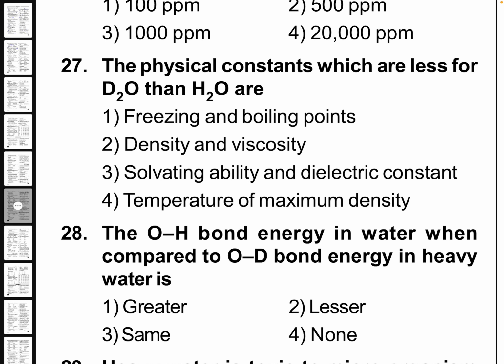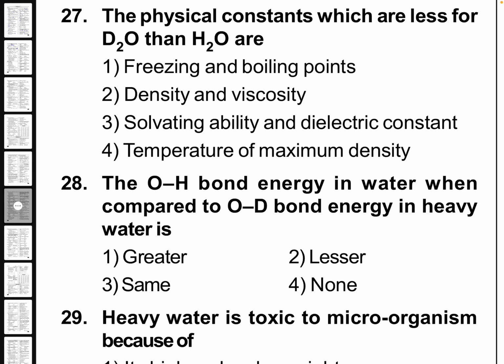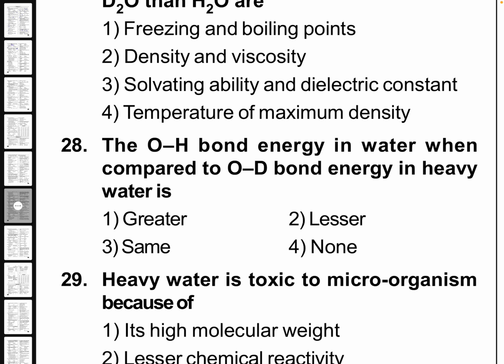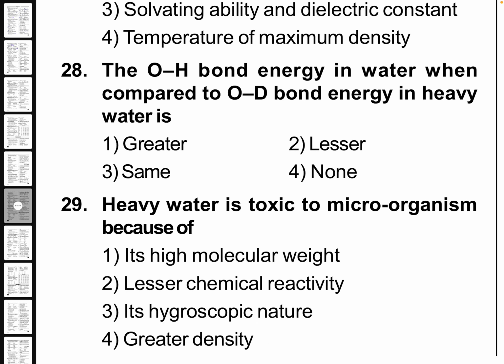Correct. The physical constants which are less for D2O than H2O are, this is very interesting. Okay, so you need to remember this one. Solvating ability and dielectric constant are more for water. These are less for D2O. Rest all are greater for D2O, like boiling point, freezing point, all these are more, except dielectric constant. More dielectric constant means it can easily dissolve compounds.